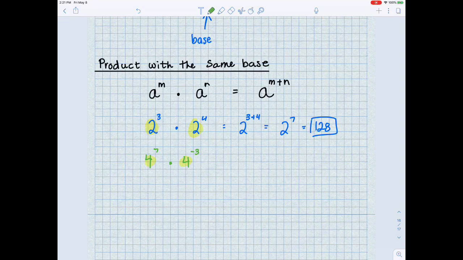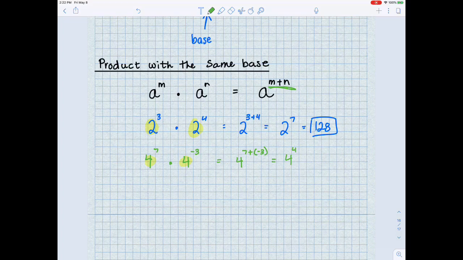But the thing to keep in mind is our rule. If the numbers have the same base, all you do is add their exponents together. So I keep my base, and I add 7 plus negative 3. And what does that equal? That is 4 to the fourth power.